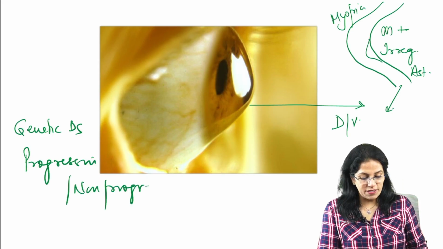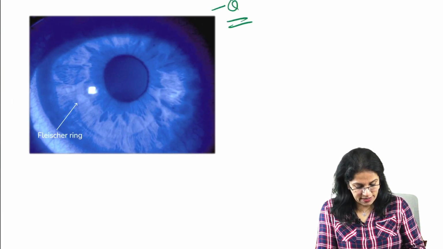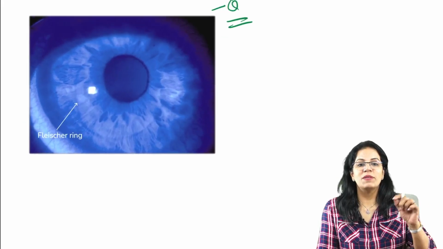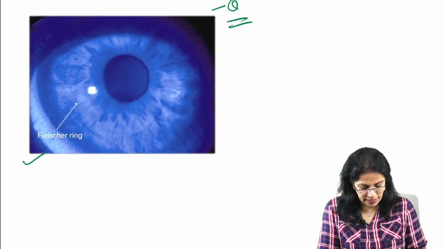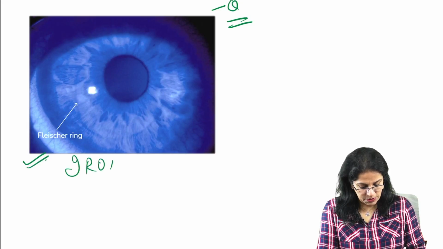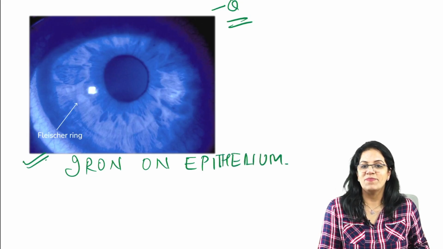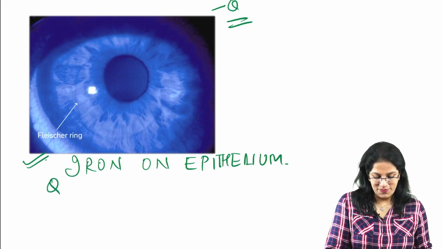signs? Very, very important. Number one, this is an exam question, deposition of iron on which layer? At the base of the cone. This is at the epithelial layer, right? So this is what we have learned as Fleischer's ring. It's already written here. This is Fleischer's ring, which is iron deposition on epithelium. Okay. Iron depositions, which are surface depositions, please keep in mind they're always on the epithelium. So this is asked. It is at the base of the cone, right?